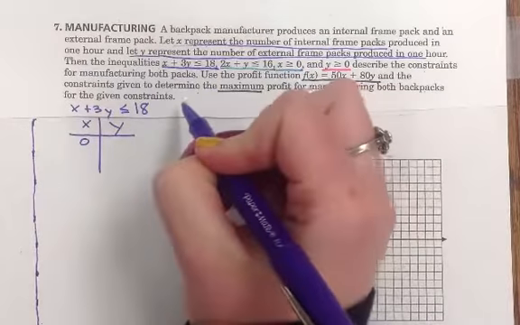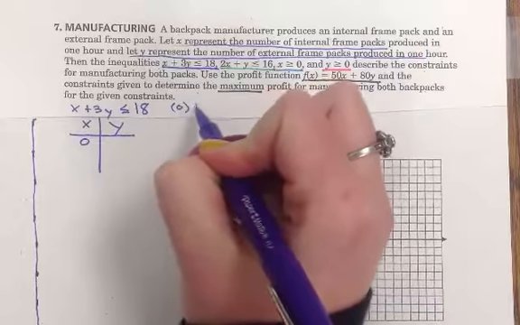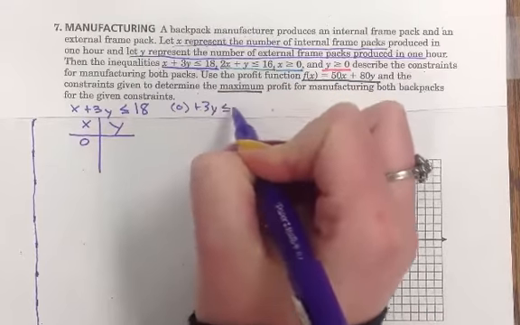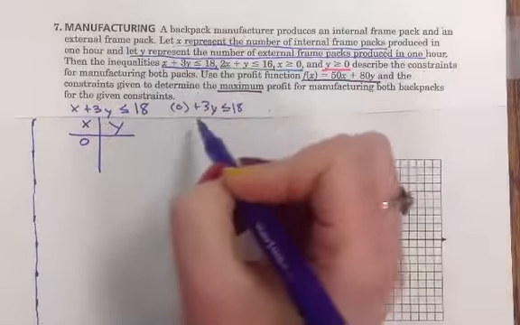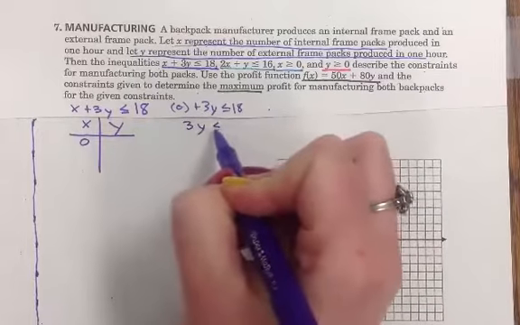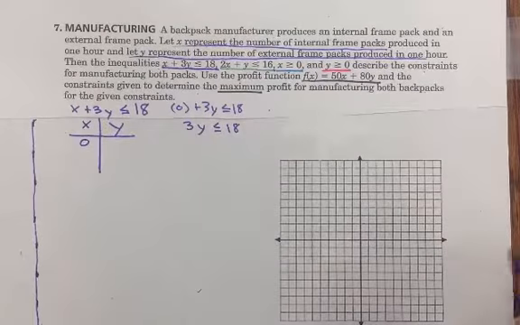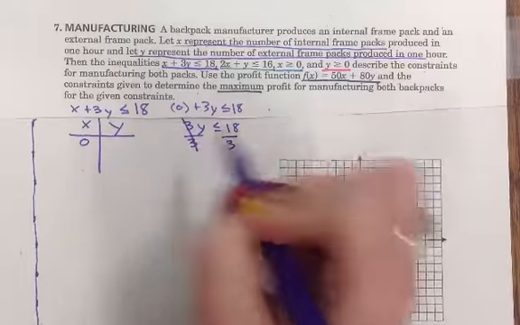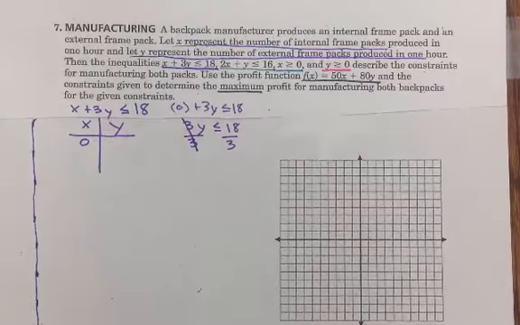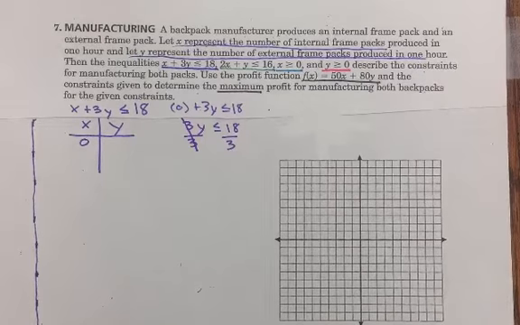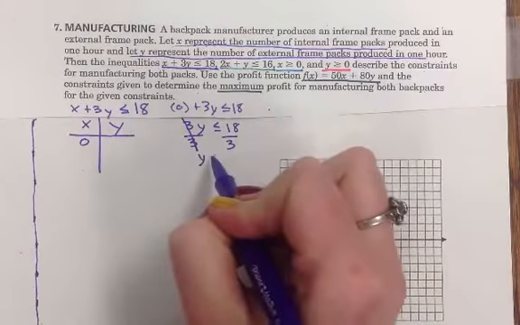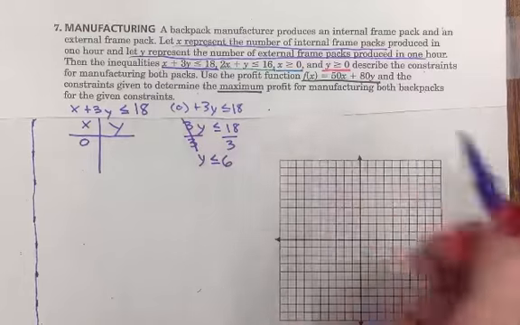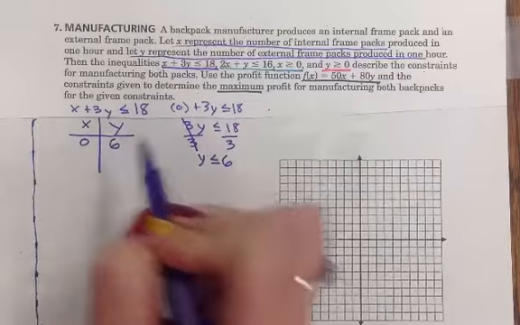So when x is equal to 0, we have 0 + 3y ≤ 18. Well, 3y ≤ 18. That's the same thing. And we need to get y by itself, so let's divide both sides by 3. The 3's on the left are going to cancel each other out, and we will be left with y ≤ 6. So we can plug 6 into our table.